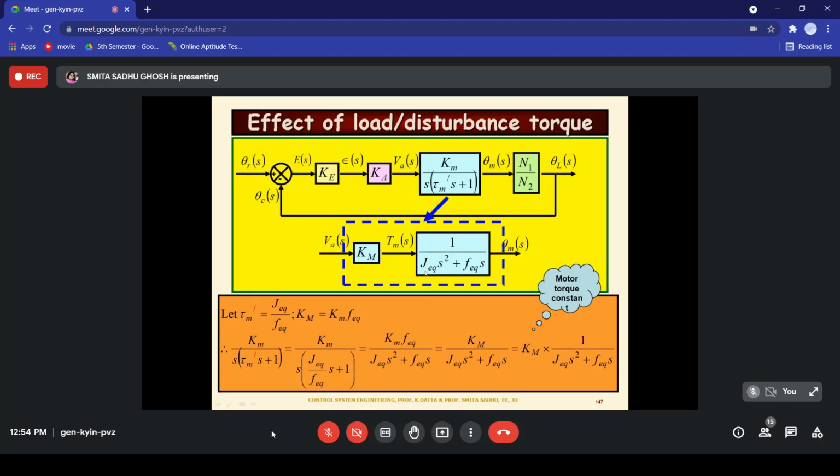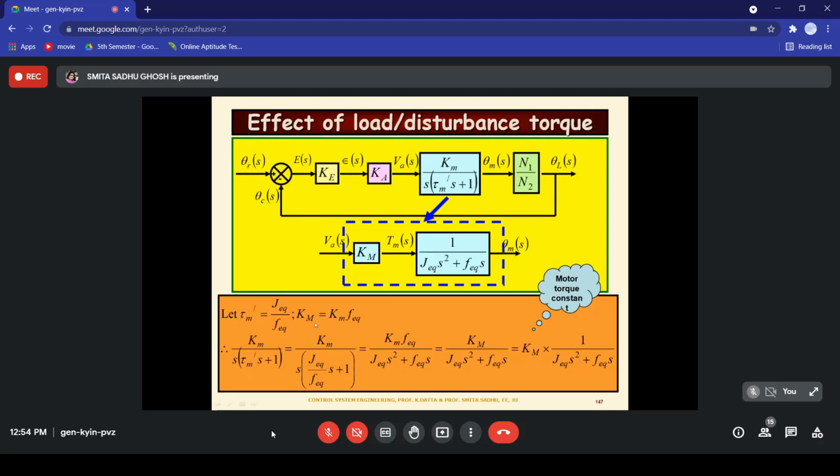We are already aware of this, where J equivalent and F equivalent are the equivalent moment of inertia and viscous friction coefficient respectively. So tau m dash is equal to J equivalent by F equivalent, that we already knew. Here we are using EQ as the suffix. That's the only difference. We already took J and F, it's the same thing, but just to make matters obvious, the notation has been used as F equivalent and J equivalent. So tau m prime is equal to J equivalent by F equivalent.